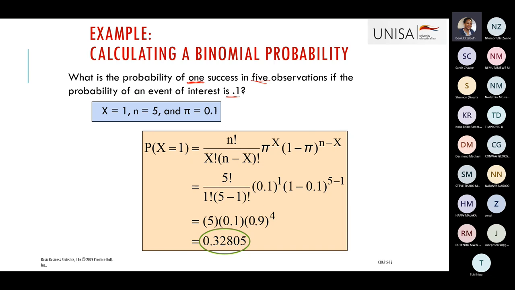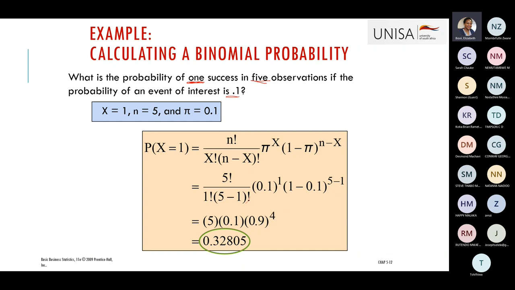Our N is 5 factorial divided by X factorial, which is 1, times N minus X factorial, 5 minus 1, times the probability of success, which is 0.1 to the power of x, x is 1, times 1 minus the probability of success of 0.1 to the power of n minus x, which is 5 minus 1. And solving this equation, if you solve the combination function, you will get a 5. 0.1 to the power of 1 is 0.1. 1 minus 0.1 is 0.9. 5 minus 1 is 4. And solving this, you will get the probability of 0.32805. And that is how you will calculate the probabilities of a binomial distribution.